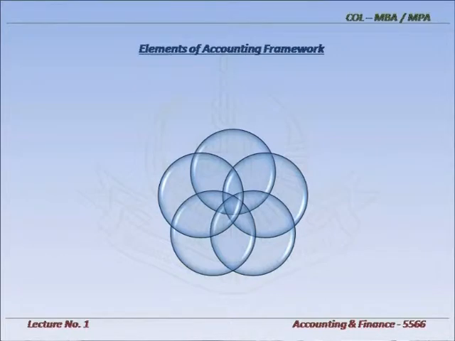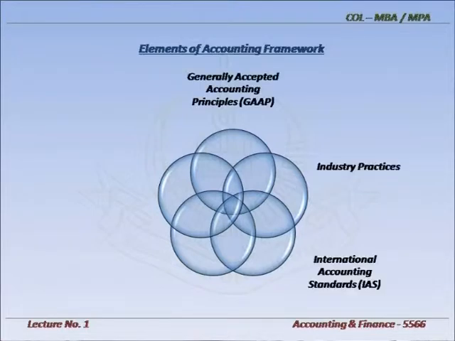At the last of today's lecture, we learned the accounting framework, which is the set of rules that govern the accounting practices and consists of five elements: GAAP, industry practices, international accounting standards, law of incorporation, and regulatory requirements. We also studied their application for businesses.